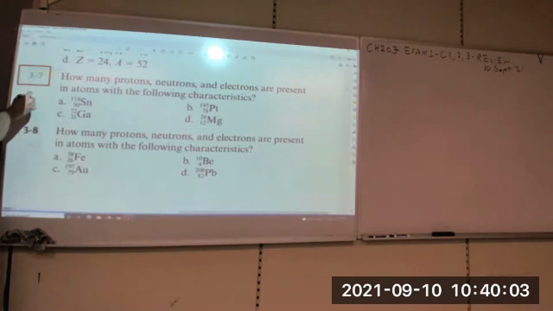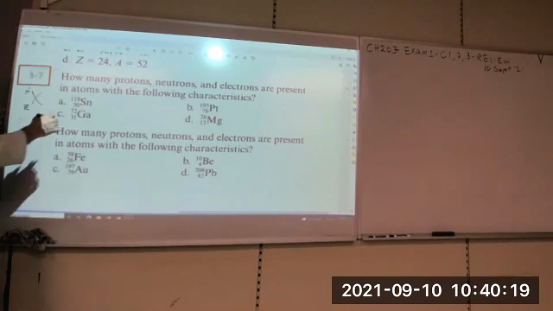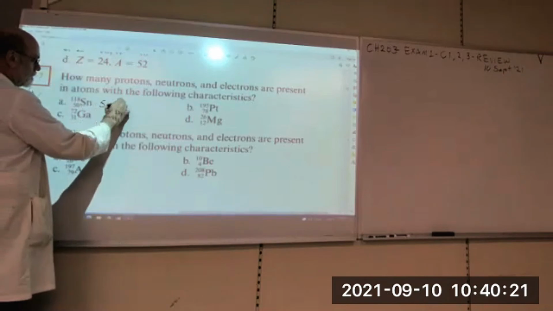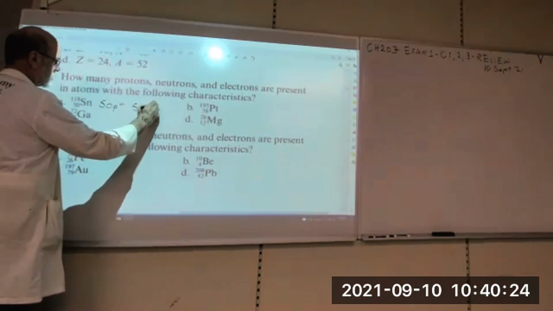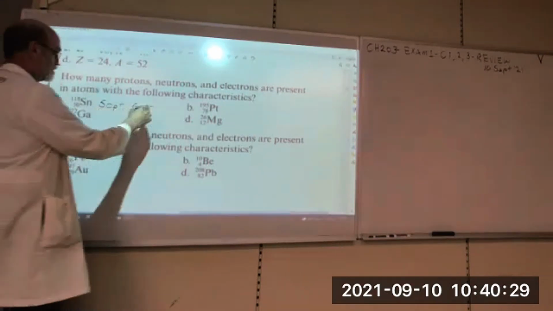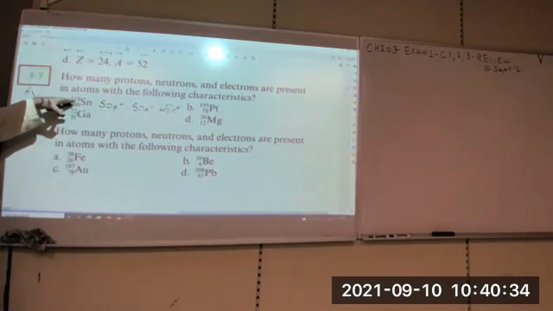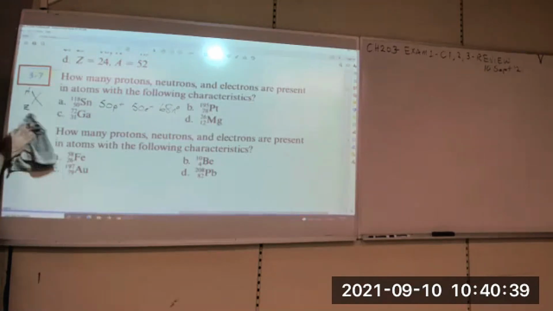Well, remember the way we write things right there. This is the Z and this is the A. That's the number of protons. This is the protons plus neutrons, the mass number. So, and these are all neutral, correct? So this would have 50 protons, 50 electrons, and 68 neutrons for this one, for that isotope. And just do the same thing with each one of them.